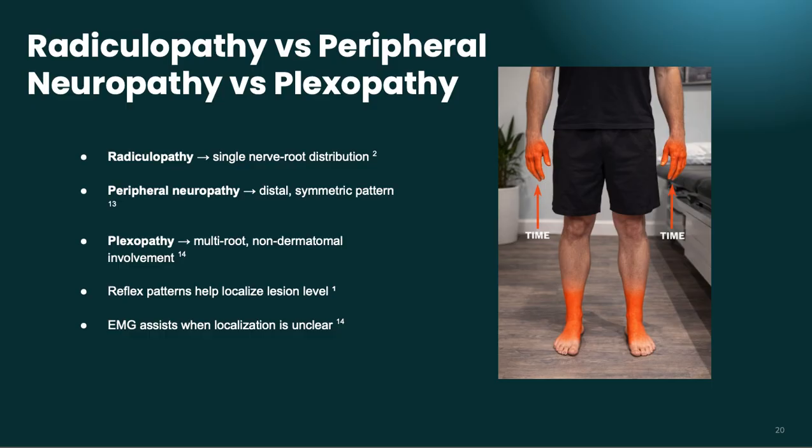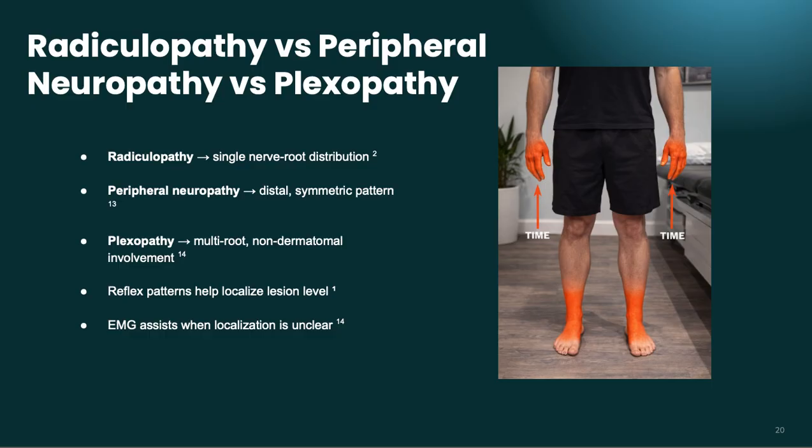As a summary pattern here, radiculopathy: single root, asymmetric, level specific. A plexopathy has multi-root, patchy, non-dermatomal findings. And a peripheral neuropathy is going to be distal, symmetric, and length dependent. And your reflexes here are important, okay?